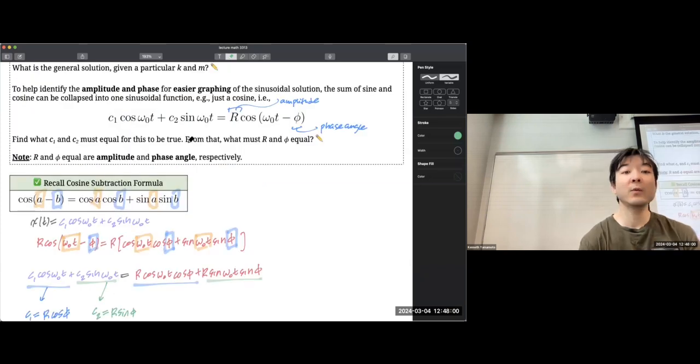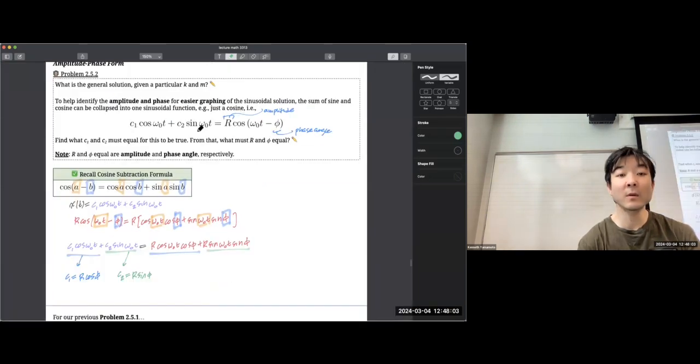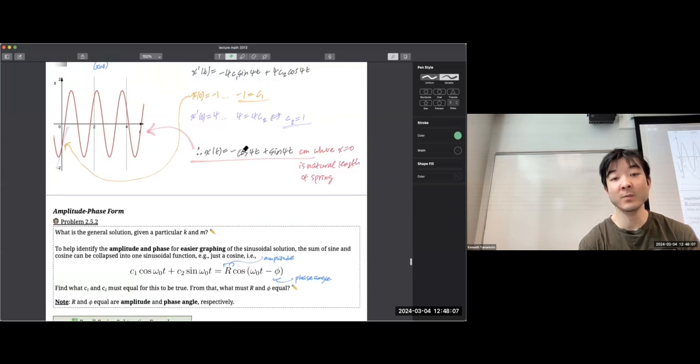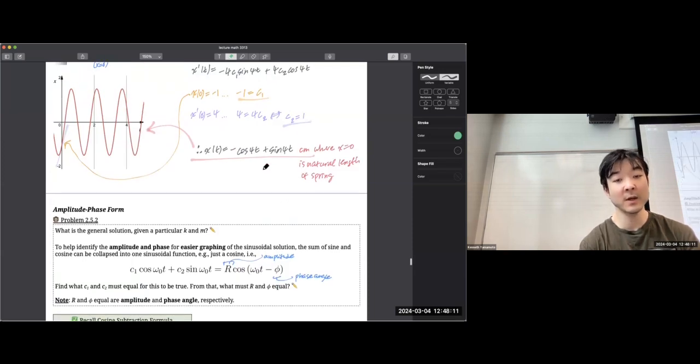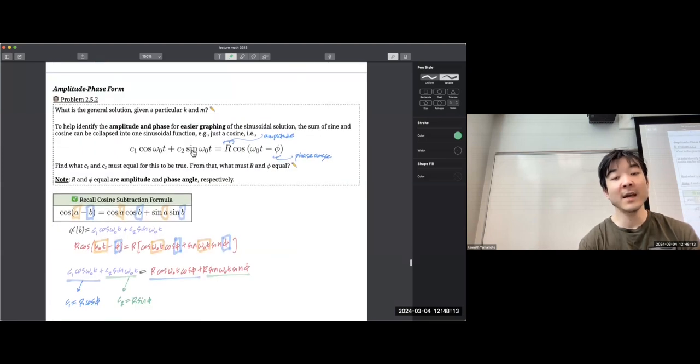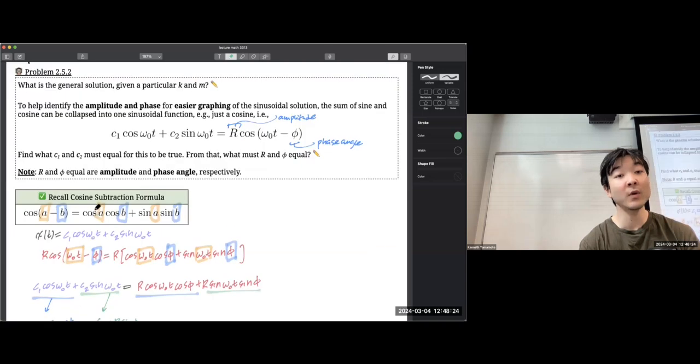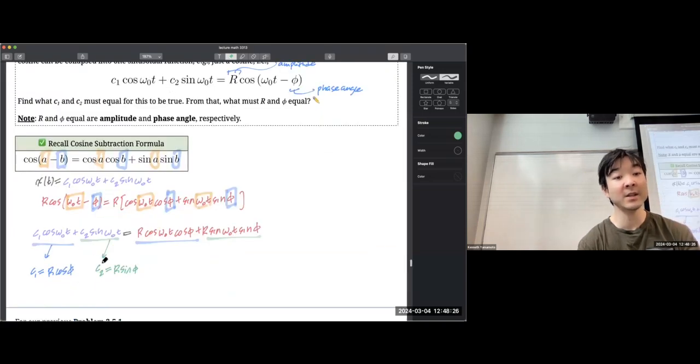So we're saying we have something written in this form, two sinusoidal functions, like up here. In this problem, omega naught was 4, C1 is -1, and C2 is +1. Hypothetically, we want this to look like this. What must our capital R and phi have been? You use the cosine subtraction formula to expand, so you get terms that resemble things on the left, and then you match these to say that C1 and C2 must have been these right here.